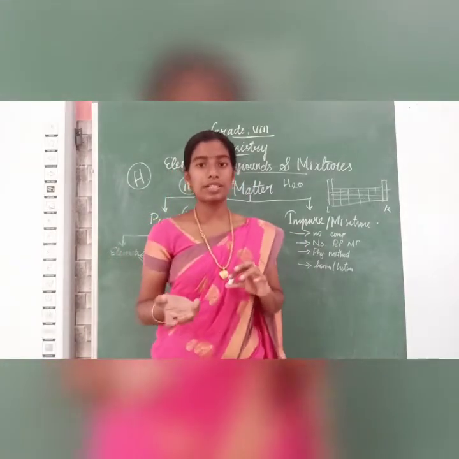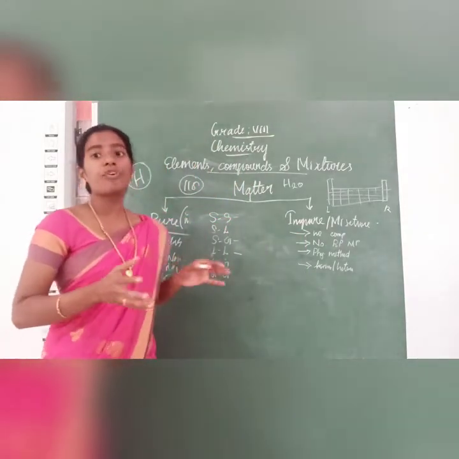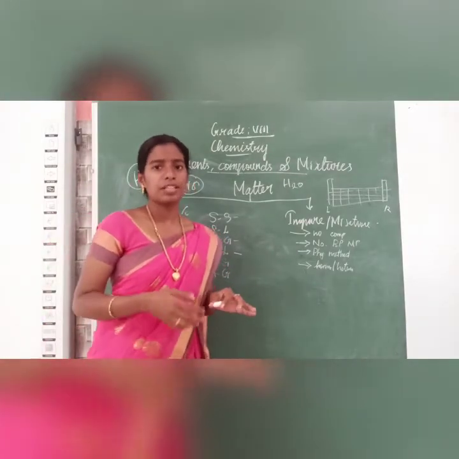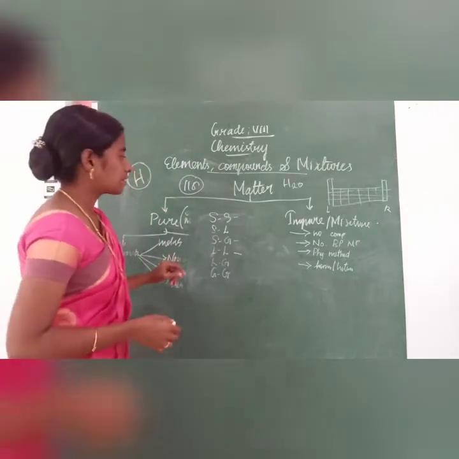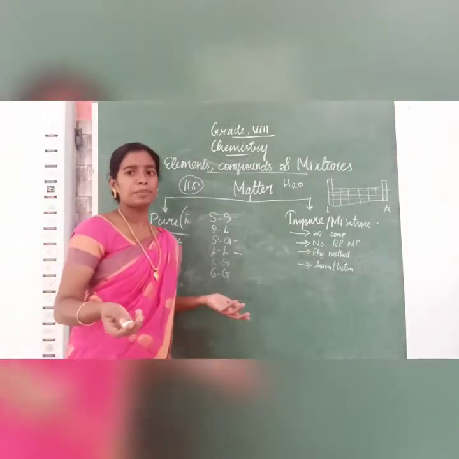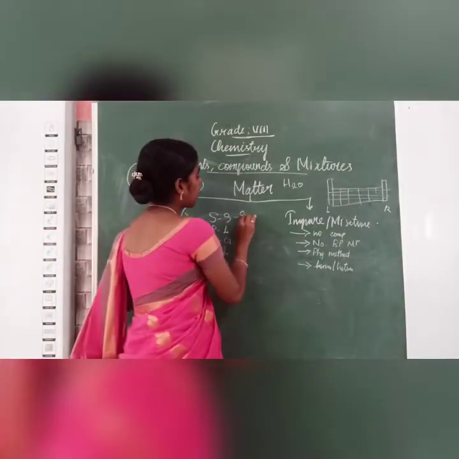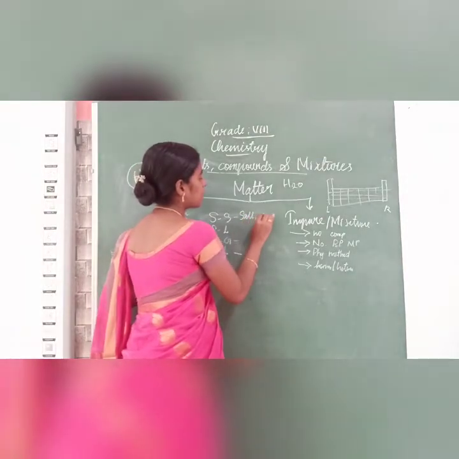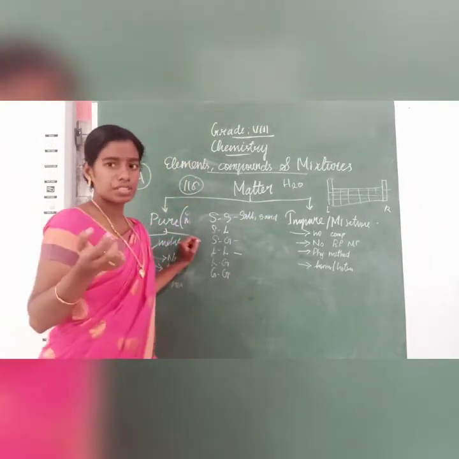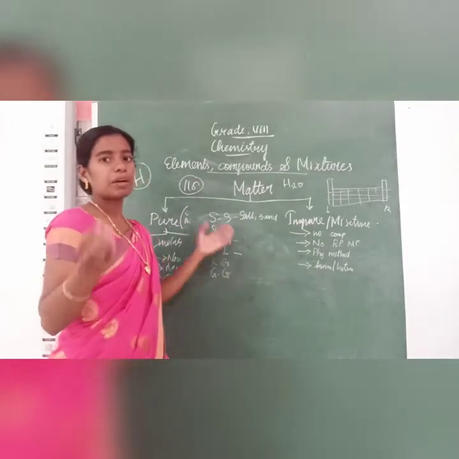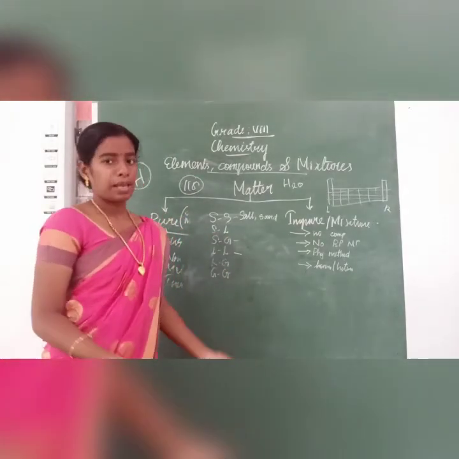Now, we are going to learn how a mixture can be formed. Here, solids and solids can be mixed together to form a mixture. Consider, for example, salt and sand. Salt is a solid, sand is a solid. When you combine these two, it forms a mixture.